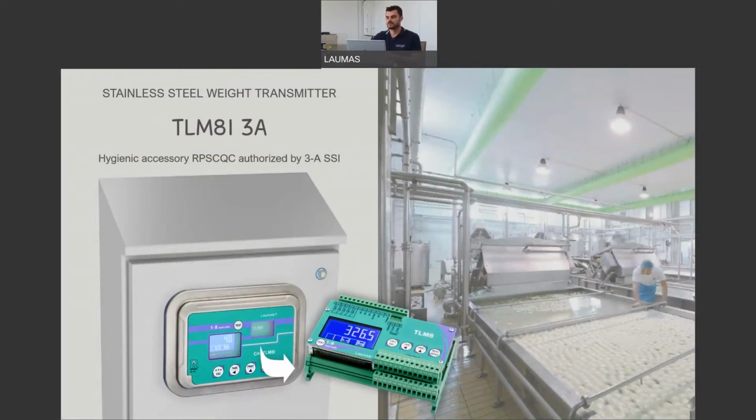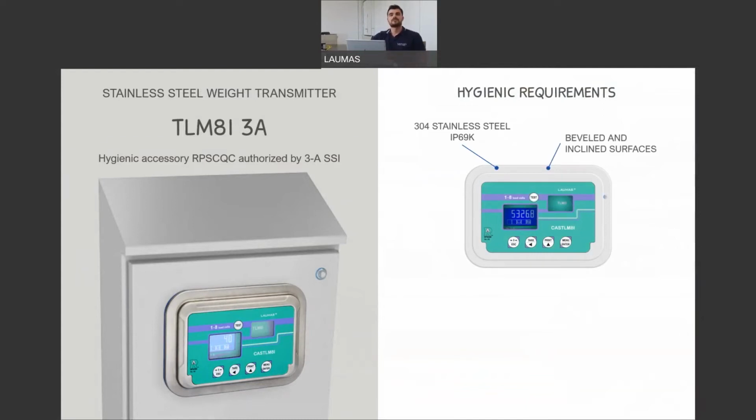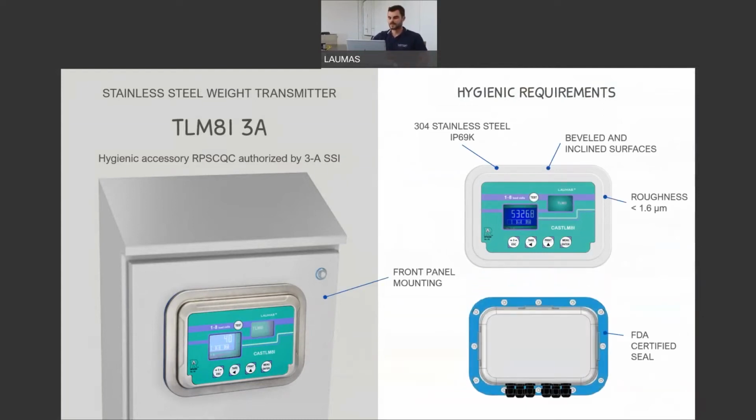Let's go now to present our electronics, starting from our multi-channel transmitter TLM8E. For our multi-channel transmitter TLM8, that maybe some of you already know, we realized a stainless steel enclosure in AISI 304, with a frontal IP69K protection rate. The only 3A approved version is the model that can be mounted from the front panel, and the maximum number of load cells that can be used in this mounting is just 4, because as you can see in the picture, we have only 6 cable lengths available.